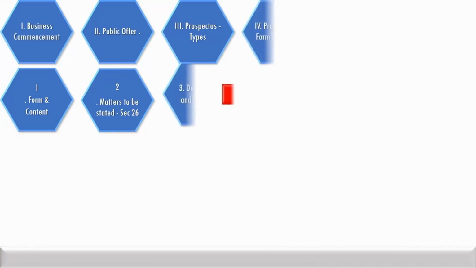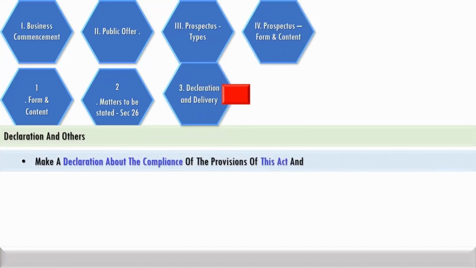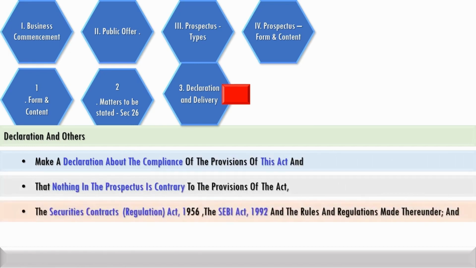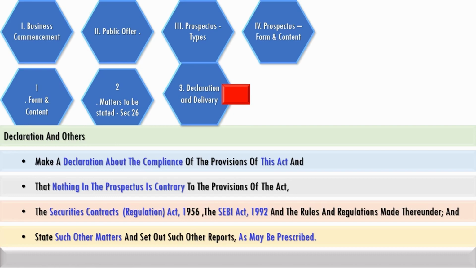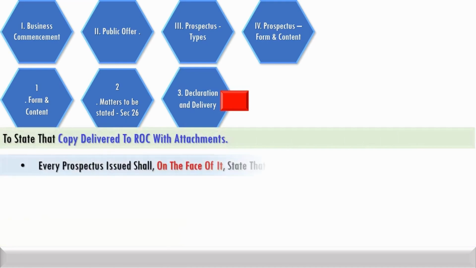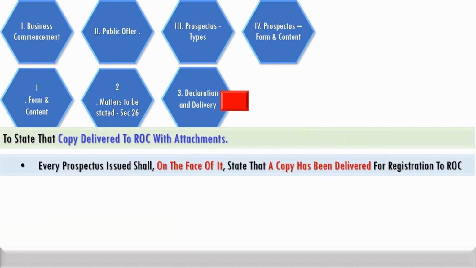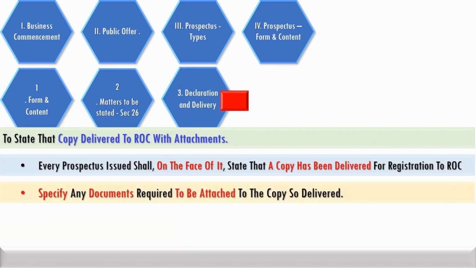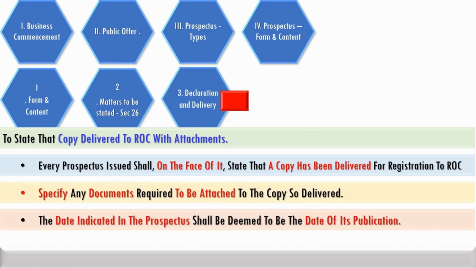Under declaration and others, there will be declaration about the compliance of the provisions of Companies Act, Securities Contract Act, SEBI Act, and the rules and regulations made thereunder, and you shall also state such other matters as may be prescribed. The copy delivered to ROC with attachments will indicate on the face of it that a copy has been delivered for registration to ROC. It will specify any documents required to be attached to the copy so delivered. The date indicated in the prospectus shall be deemed to be the date of its publication.